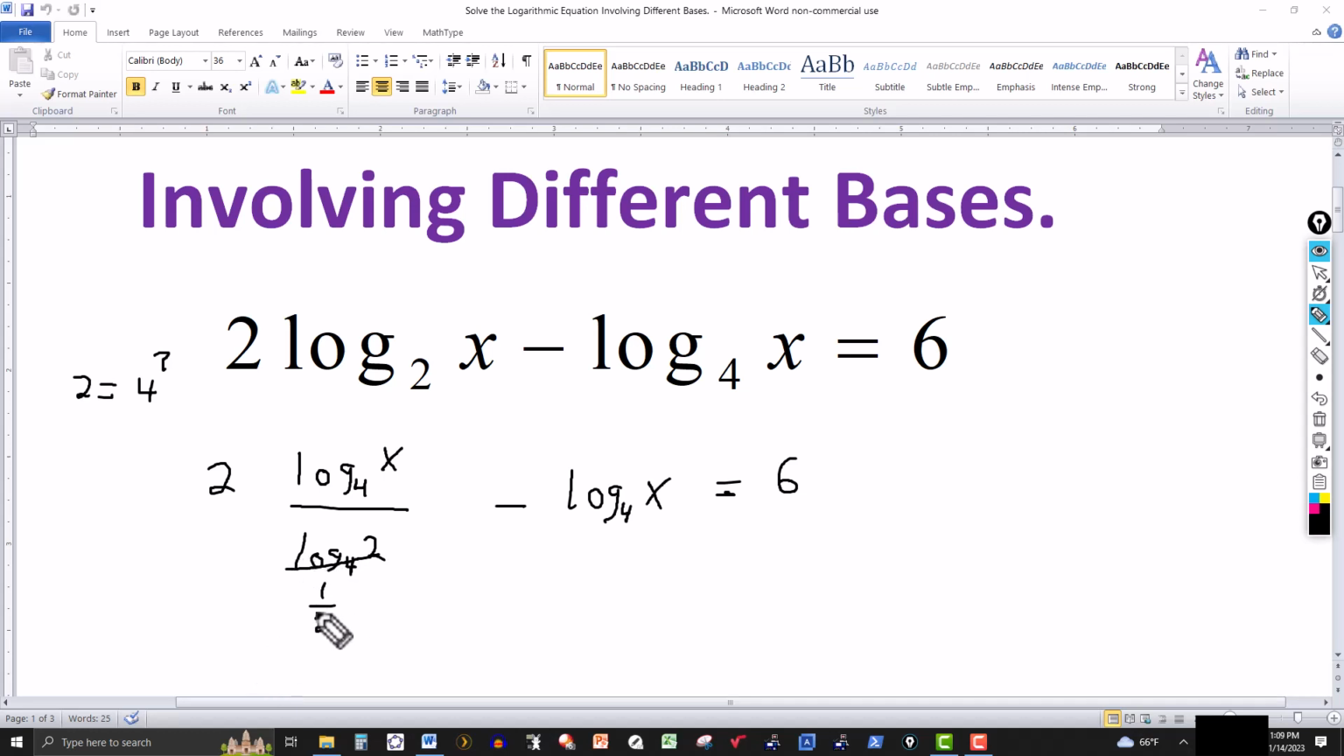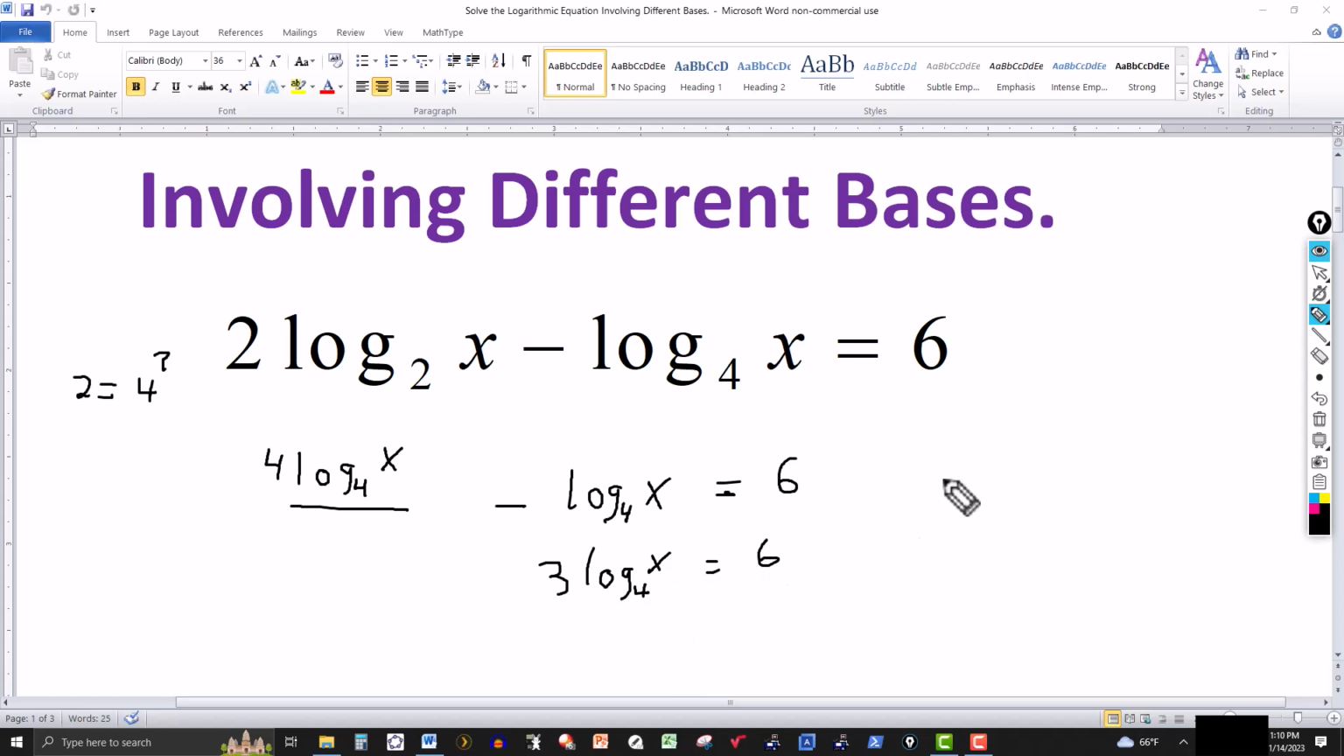Multiply through by 2 here to get rid of this fraction, and 2 up here. So this will cancel, and then this will become 4. This will be a 4 here. And then I have 4 log x to base 4 minus log x to base 4. This will give me 3 log x to base 4. This will be 6 here.